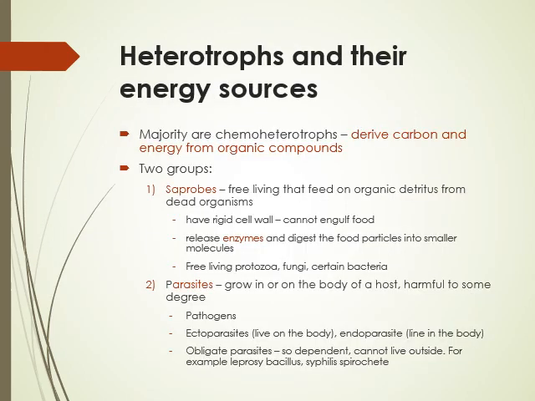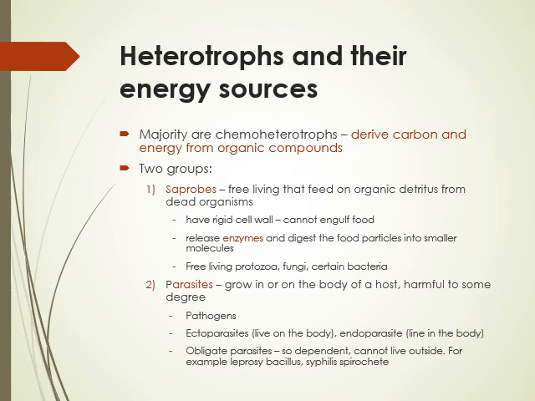Okay, just now we talked about the chemoautotroph. Now let's have a look at the heterotroph, chemoheterotroph. This group derives carbon and energy from organic compounds. Chemo, chemical; hetero, relying on other living things. There are two groups. They are either the saprobes or parasites.